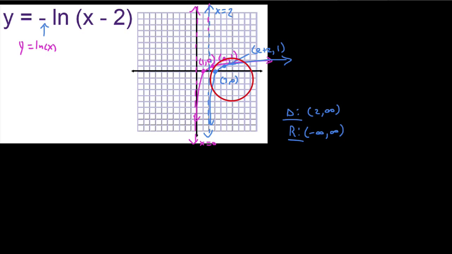So this point 3 comma 0 here is going to stay at 3, 0. It's just that this point e plus 2 comma positive 1 is going to be now down here at e plus 2, comma negative 1. And so we'll get this graph that kind of opens downward like this. It's not very easy to draw, but our domain and range would still be the same thing.